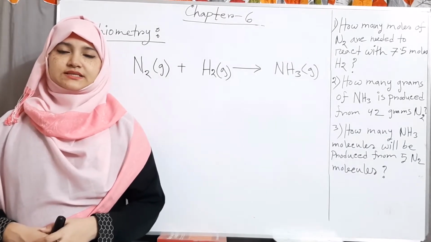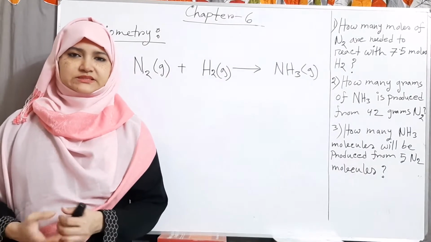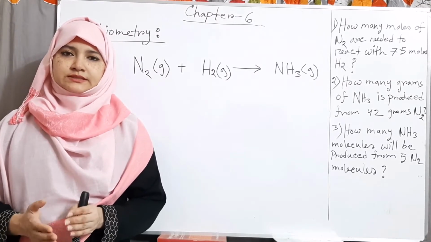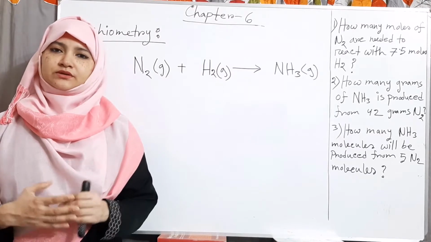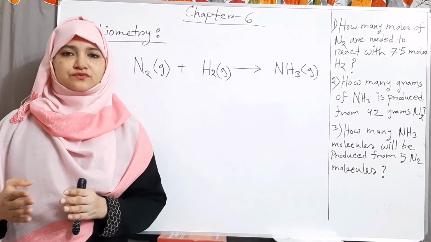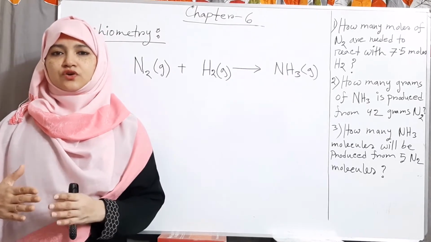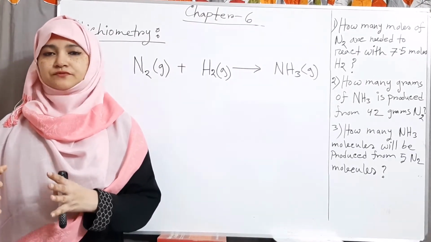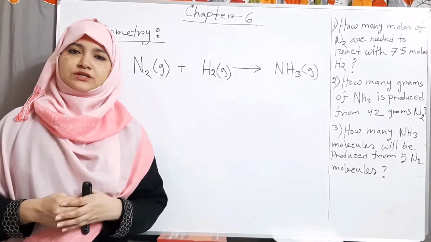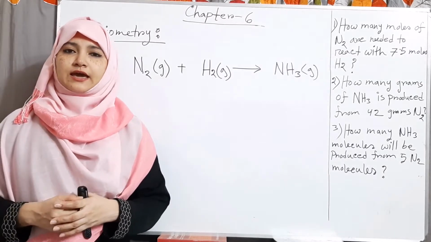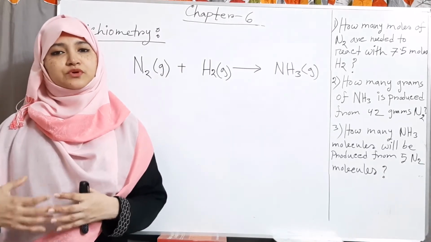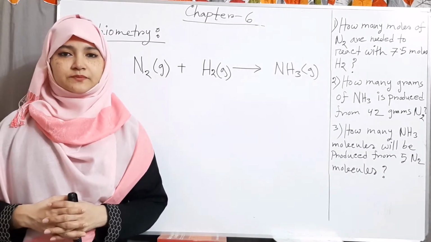Today I will discuss stoichiometry. I think this term is new for you, but it is a very important topic of quantitative chemistry. It is the branch of quantitative chemistry which deals with the measurement of products from the amount of reactants, and also the measurement of reactants from the amount of products, known as stoichiometry.